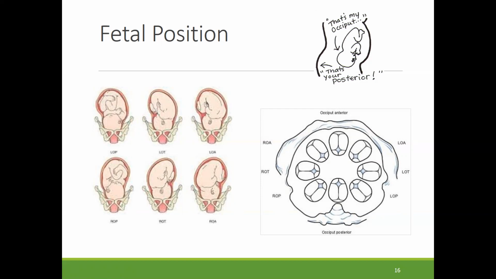Okay. So the most common fetal position is occiput anterior. So the back of the head is in the front of mom's abdomen and is likely to proceed with a normal labor and birth. And then other positions are more frequently associated with problems during labor and are termed malpositions.